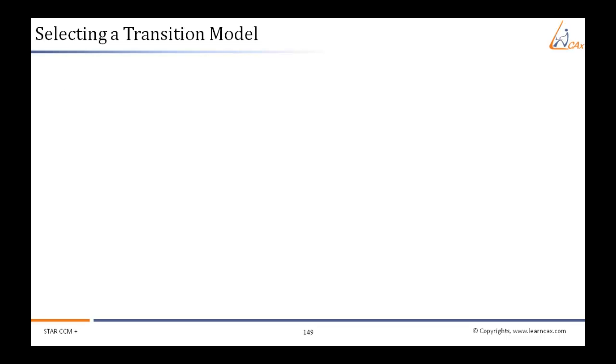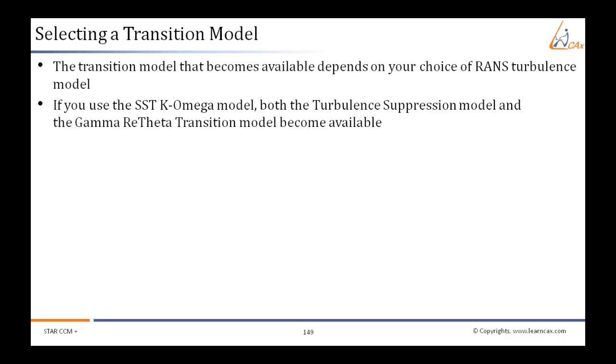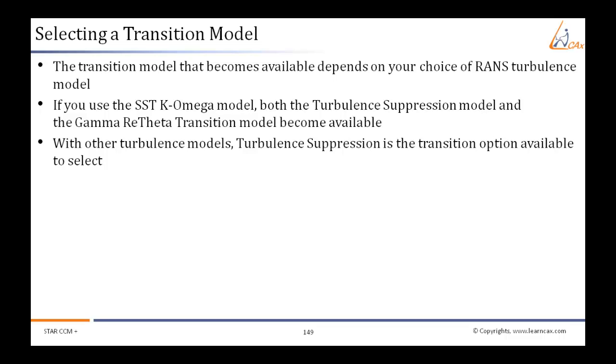How to select transition model in *CCM+. The transition model that becomes available depends on your choice of RANS turbulence model. If you use the SST K omega model, both the turbulence suppression model and the gamma re theta transition models become available. With other turbulence models, turbulence suppression is the transition option available to select.